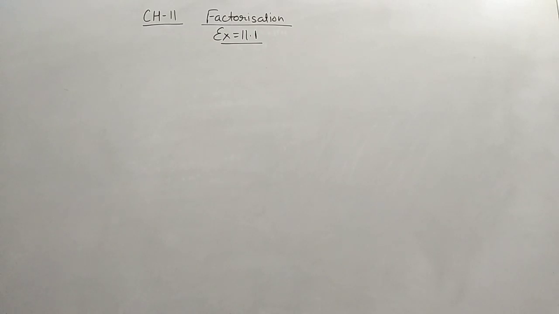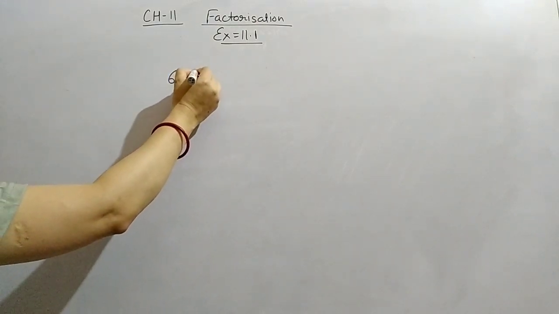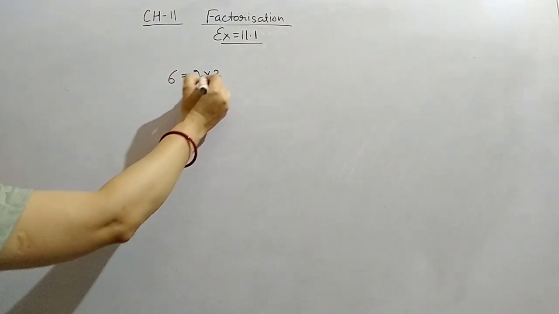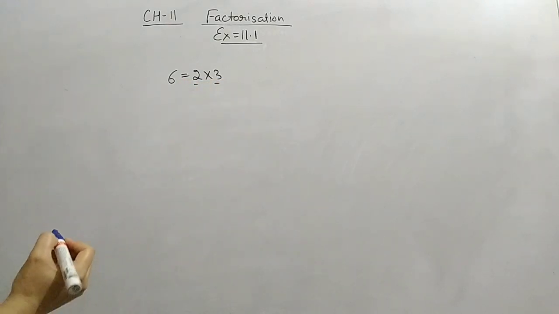Hello students, today we are starting chapter number 11, factorization. Factorization means splitting an expression into its factors. For example, if you have a number 6, then this 6 we can write as 2 into 3. Here 2 and 3 are the factors of 6.